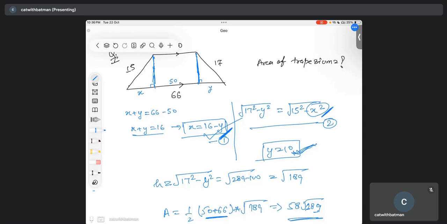Right? Because if you take this 6 and you apply it here, make this 6x and you apply it here, then also you get the same height. So I'm assuming that it is correct.